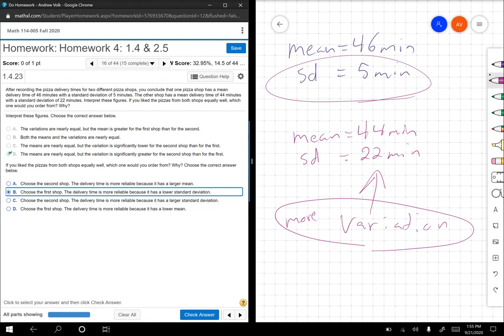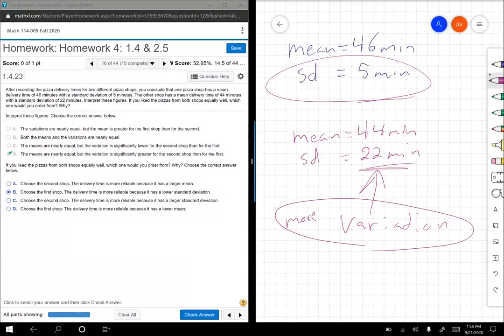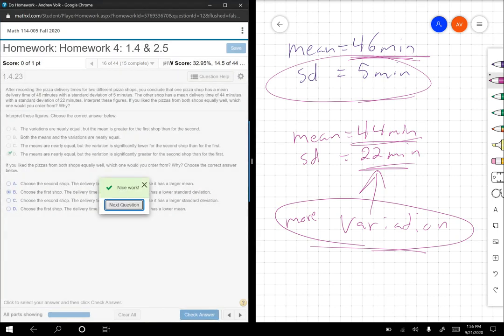It says choose the second shop, they're more reliable. No. We already talked about that. A higher standard deviation does not mean they're more reliable. It means there's more variation. And last one, choose the first shop because they're more reliable because they have a lower mean. Even though they average 46 minutes instead of 44 minutes, they are more reliable. So I'm going to pick the first shop because they have a lower standard deviation, not because they have a lower mean.